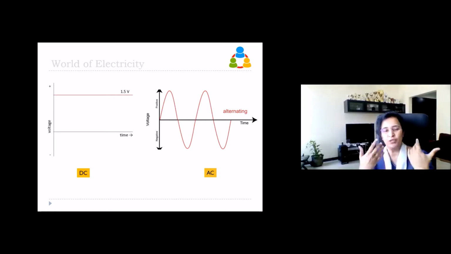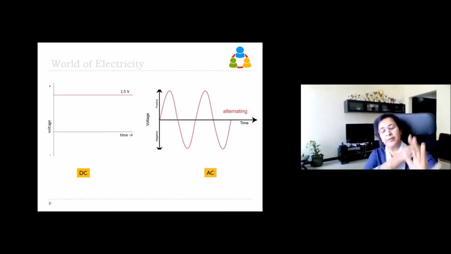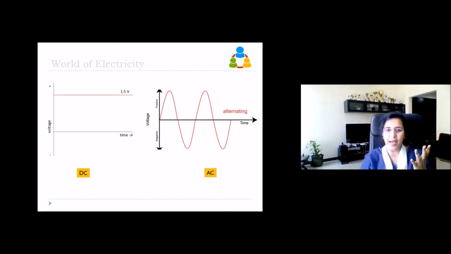Otherwise, it's not economically feasible, or it's not possible for them to do that. So at that time, Nikola Tesla, you heard about Nikola Tesla, right? He is the one who invented the alternating current. With that invention, they realized that we can transfer electricity to a longer distance. That's what is happening with us, right?